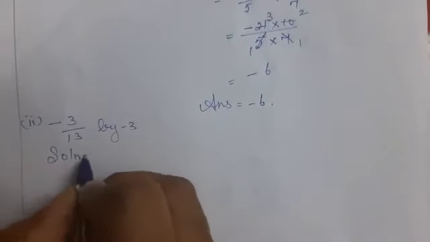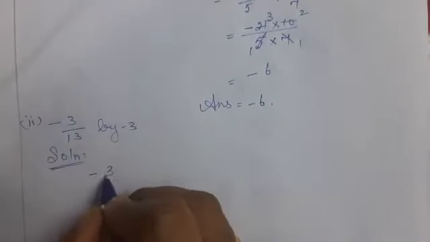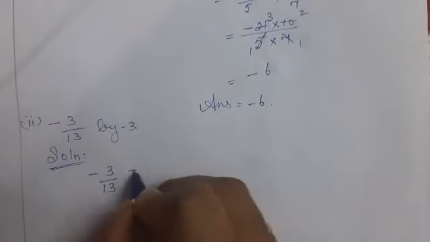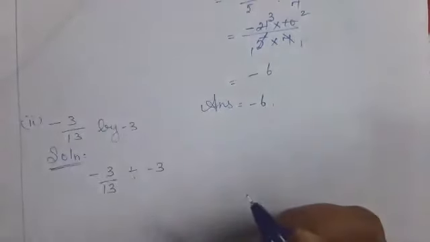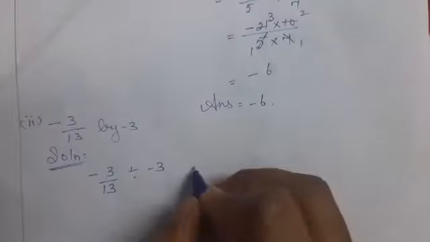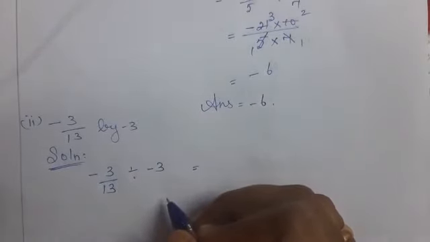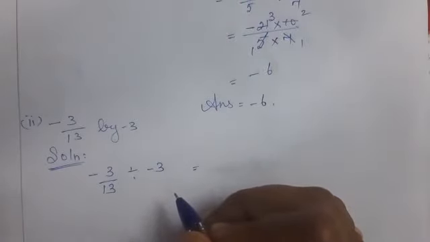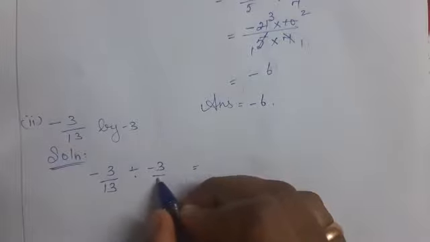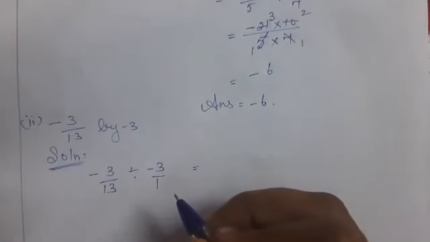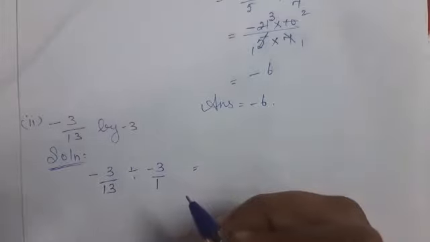How can you write this number? Minus 3 divided by 13 divided by minus 3. See here, you didn't have the denominator, but one number is there. What? Yes, good. For all the whole numbers you have a denominator, that is 1.